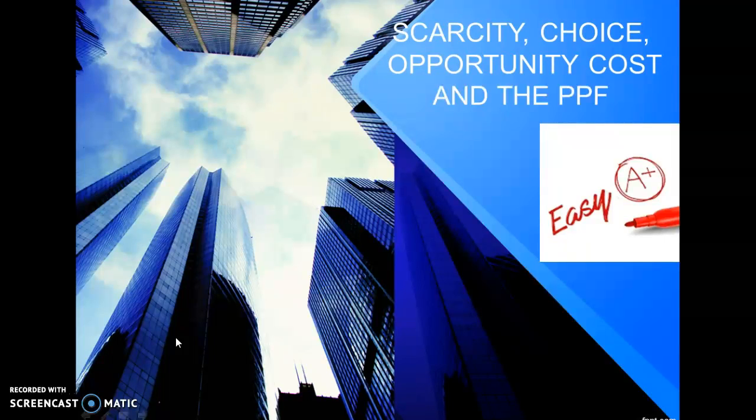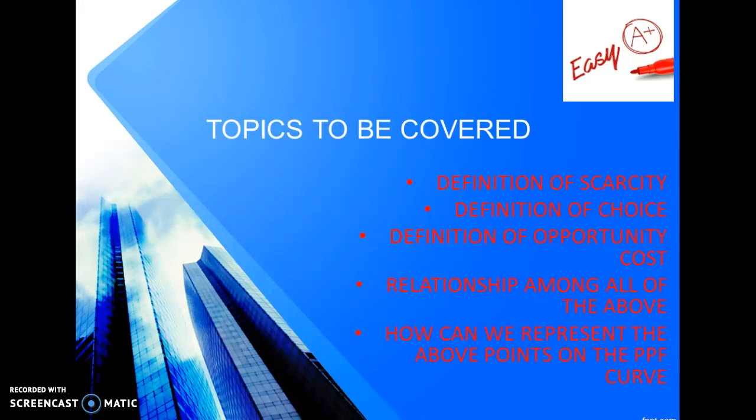Today we'll be talking about scarcity, choice, opportunity cost, and the production possibility frontier, which is also known as the PPF curve. The topics that we'll be talking about today are the definition of scarcity, the definition of choice, the definition of opportunity cost, the relationship among all of the above, that is scarcity, choice, and opportunity cost, as well as how you can represent scarcity, choice, and opportunity cost on the PPF curve.